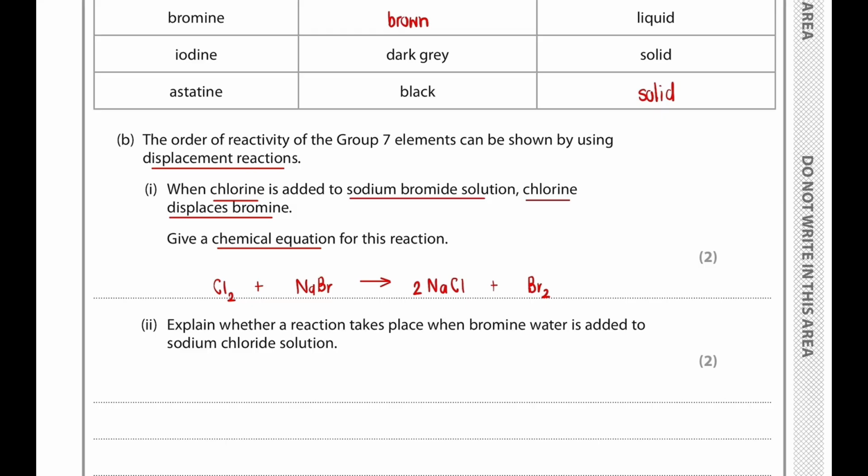Then it will affect the number of sodium. Sodium will become 2 here, but we have only 1 on the left, so I'll put 2 here. And the last one, the number of bromine is 2 on both sides. So the balanced equation is done.